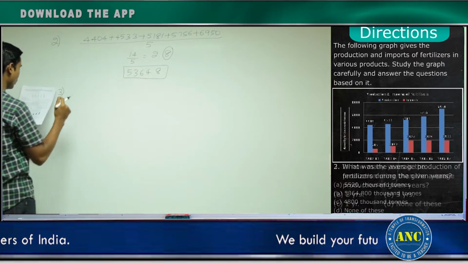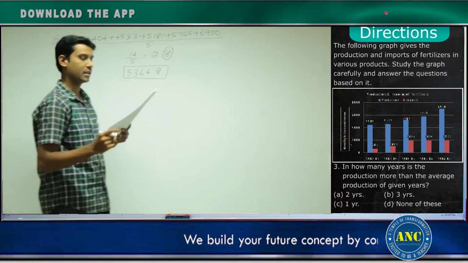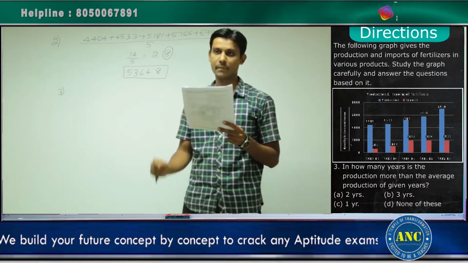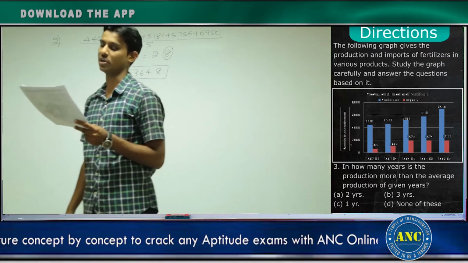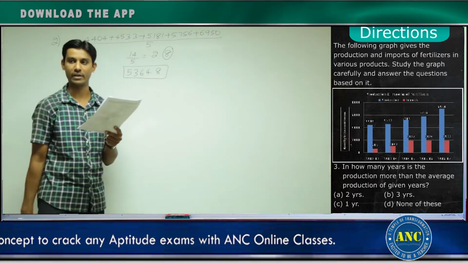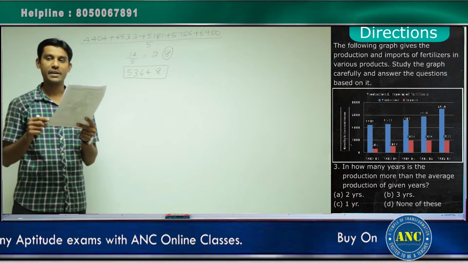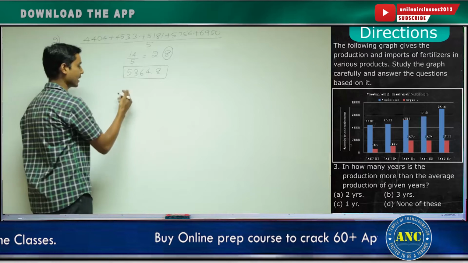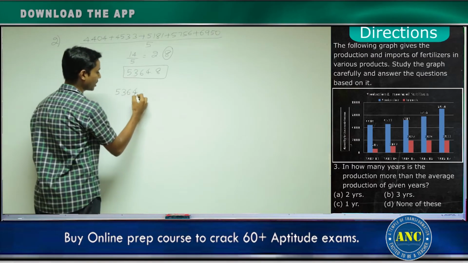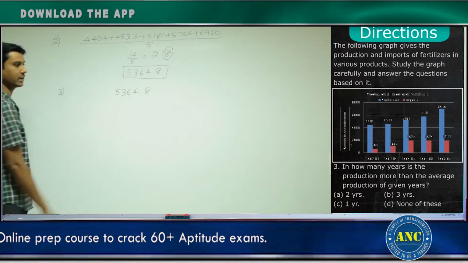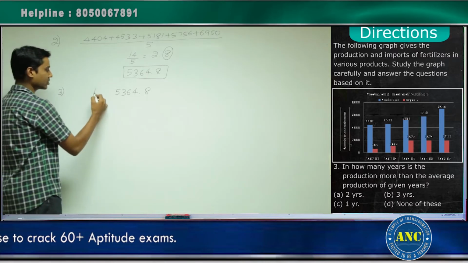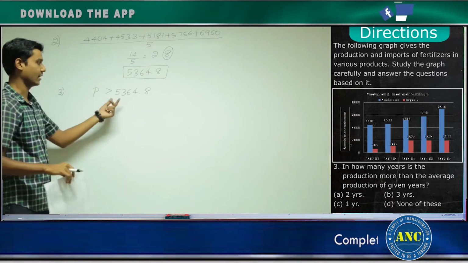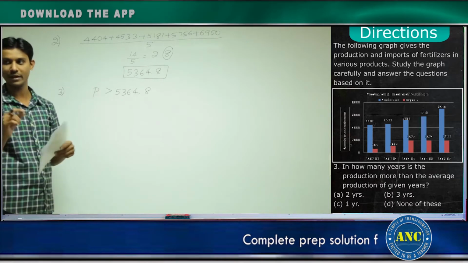I'll solve all the questions, all the 5 questions, in the first case. Then you can comment. Please see here. Question number 3. In how many years is the production more than the average production of the given year? What is that they are asking in the question? In how many years is the production more than the average production? Just now we calculated the average production. Average production we got as 5364.8. They are asking the production should be more than this average production. In how many years is this validated, or in how many years is this true? That is the question, right?